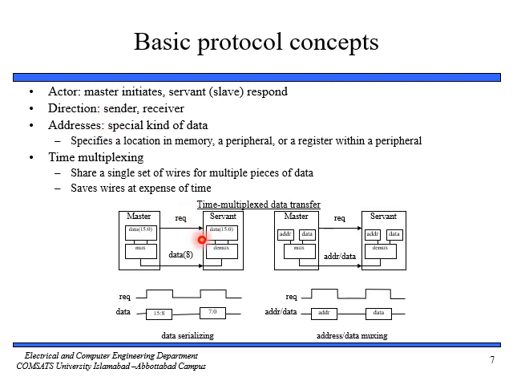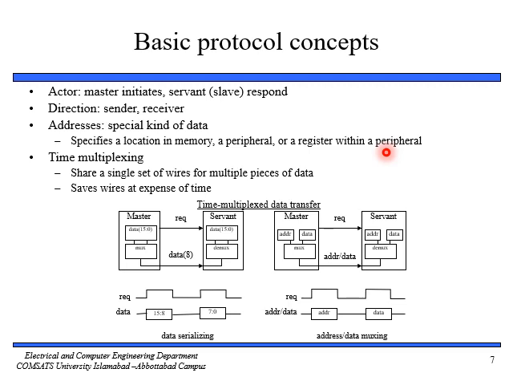Addresses represent a special kind of data used to indicate where the regular data should go to or come from. So it specifies a memory location, a peripheral, or a register within the peripheral. So these are the addresses where the data can go: a location in memory, a peripheral, or a register within a peripheral.